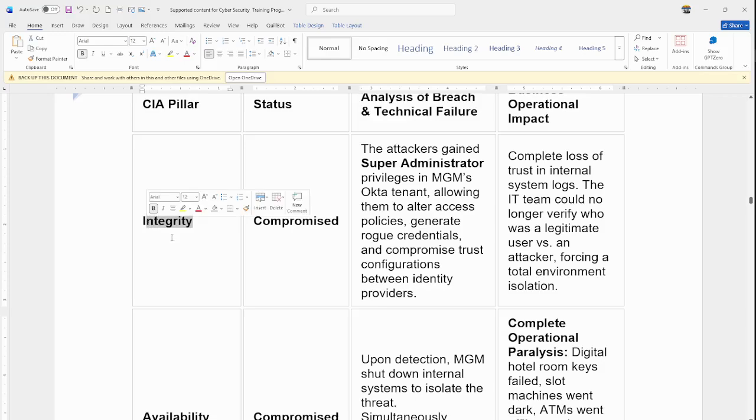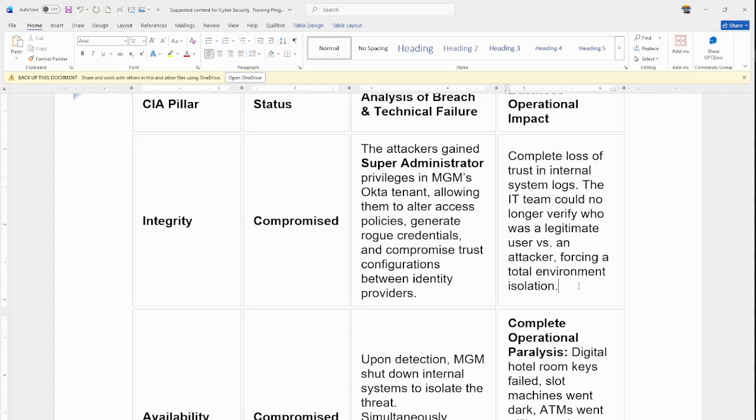Okay. So it is complete loss of internal system logs. The IT team could no longer verify who was a legitimate user versus an attacker. So now in the internal IT team, they don't know who is the black sheep. Who is the good guy and who is the bad guy. They lost complete trust in their internal IT team itself. So their integrity is gone. You cannot rely on anybody. Okay, that also got compromised.